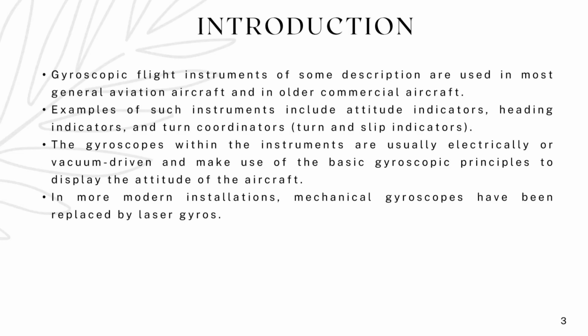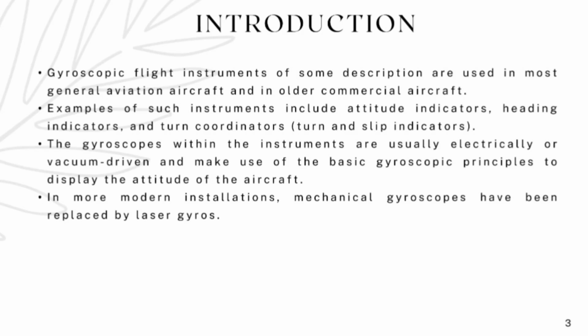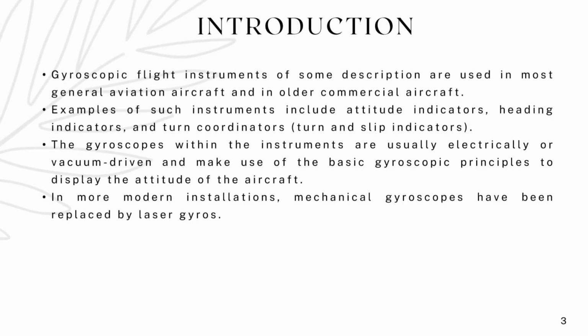Introduction. Gyroscopic flight instruments of some description are used in most general aviation aircraft and in older commercial aircraft. Examples of such instruments include the attitude indicator, heading indicator and turn coordinator, that is, turn and slip indicators. The gyroscopes within the instruments are usually electrically or vacuum driven and make use of basic gyroscopic principles to display the attitude of the aircraft. In more modern installations, mechanical gyroscopes have been replaced by laser gyros. Have a look at this figure given below.